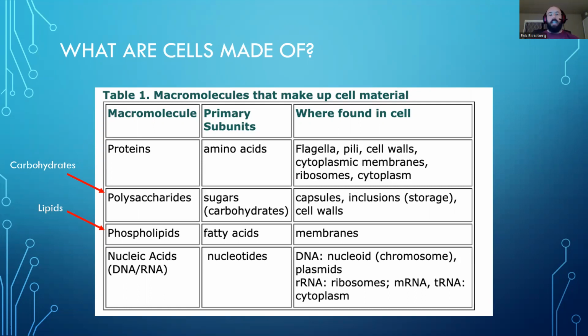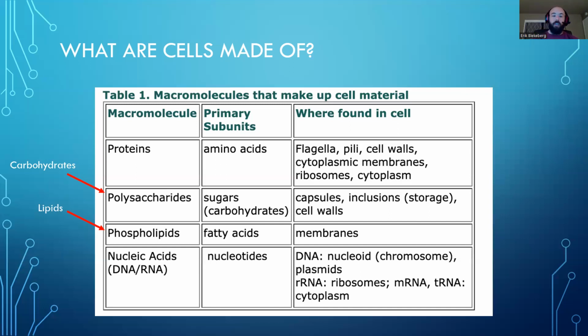Then we have polysaccharides, and these are, of course, multi-chain carbohydrates. They're going to be different types of sugars, and these form capsules, inclusions. Inclusions are like the fat storage of the cell, and then cell walls. Cell walls are only going to be found in plant cells as well as bacterial. They're not in mammalian cells like us.